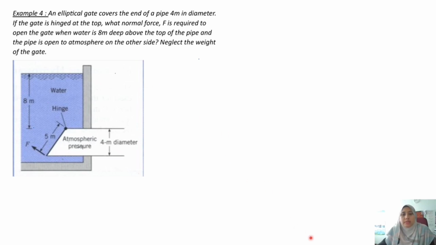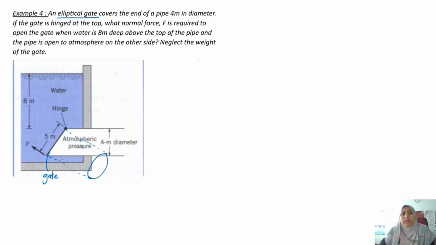If you look at the example, we have an elliptical gate that covers the end of a pipe. So where is the gate? This is the gate. The gate is of plane surface. The gate covers the end of a pipe. So we have two shapes here. One is the gate shape, which you draw in 3D and see the ellipse.